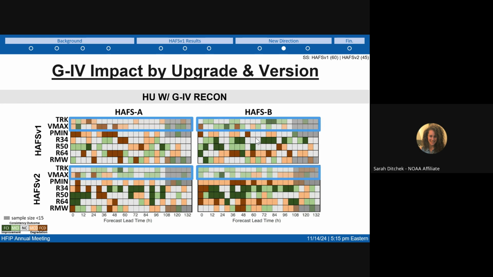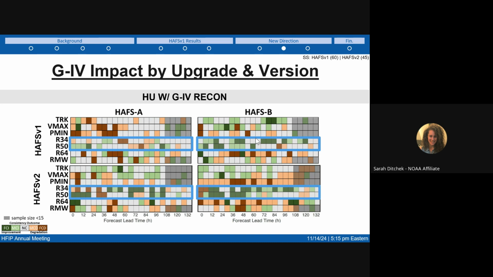So the disparities in track and Vmax for V1 up top that I talked about in the last section were minimized in V2 on the bottom. You can see that the track and Vmax on the left and right for V2 for HAFS version A and B were more similar. And this is a positive result for track, since we'd hope that having recon in the synoptic environment, like that from the G4, would benefit track forecasts.